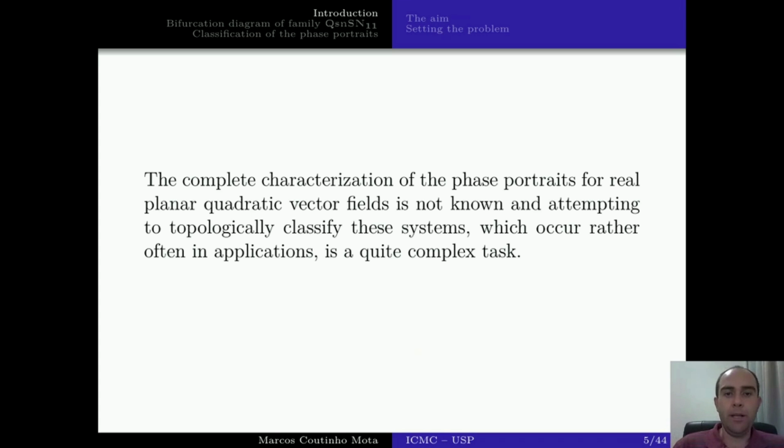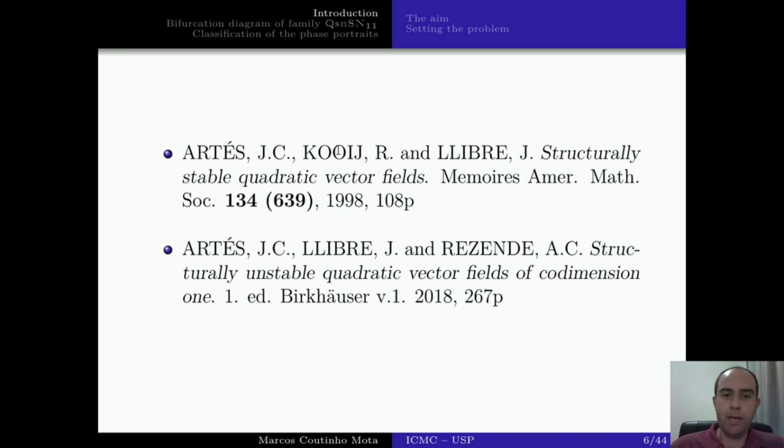We already know that the complete characterization of the phase portraits for real planar quadratic vector fields is not known, and attempting to topologically classify these systems, which occur rather often in applications, is a quite complex task. In this book, these authors classify the structurally stable quadratic vector fields, also known as codimension 0 vector fields. This classification was done modulo limit cycles. After that, 20 years later, in this book, these authors classify the structurally unstable quadratic vector fields of codimension 1. This classification was also done modulo limit cycles.